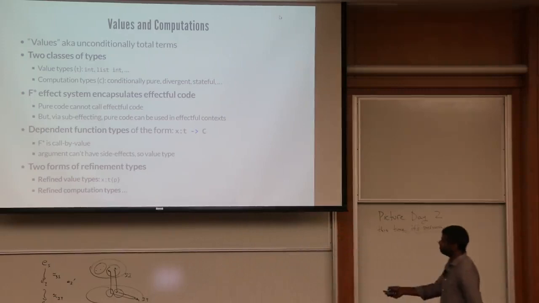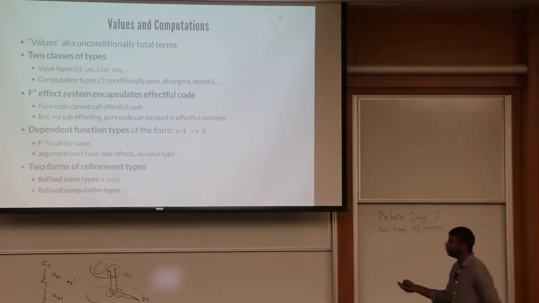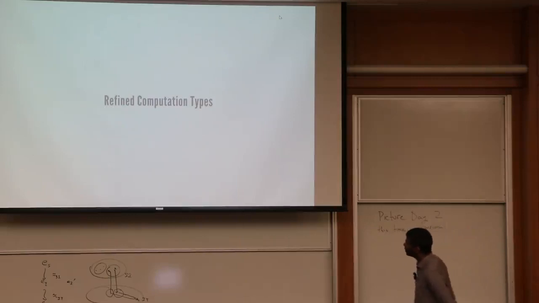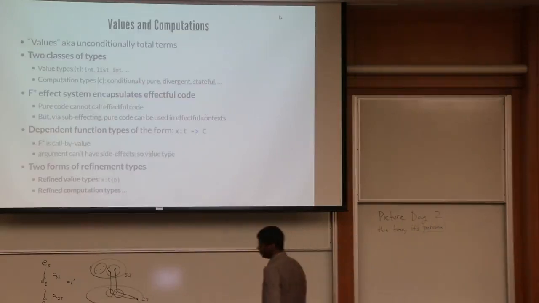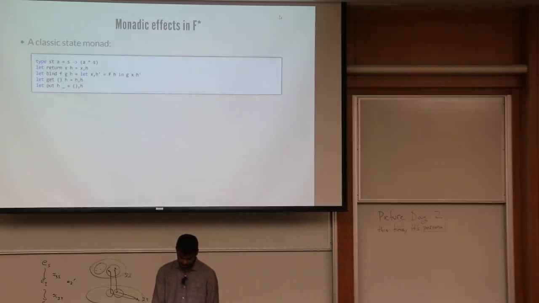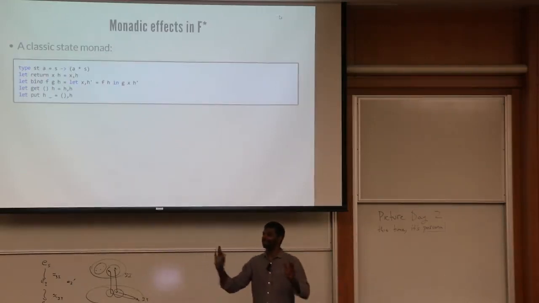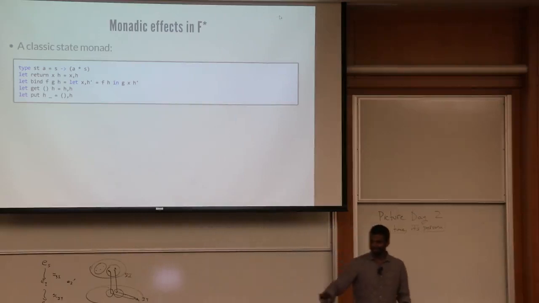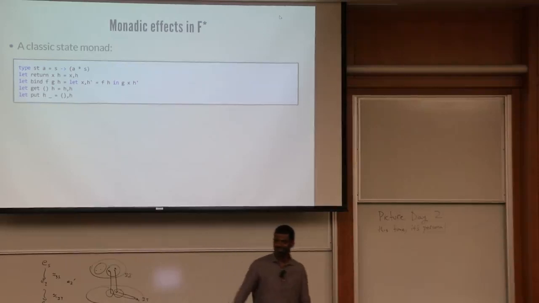So there's refined value types. That's this kind of refinement that we've seen. But there's also refined computation types, and that's what comes next. Okay, I'm sorry, that's no longer readable. Okay, that last line just said they're refined. You're right, there wasn't that much content on it. So I don't think you missed much.